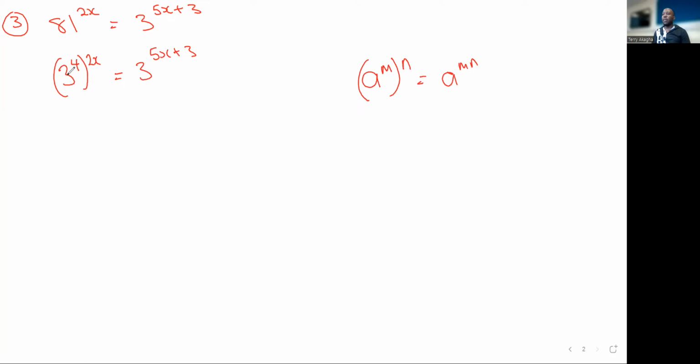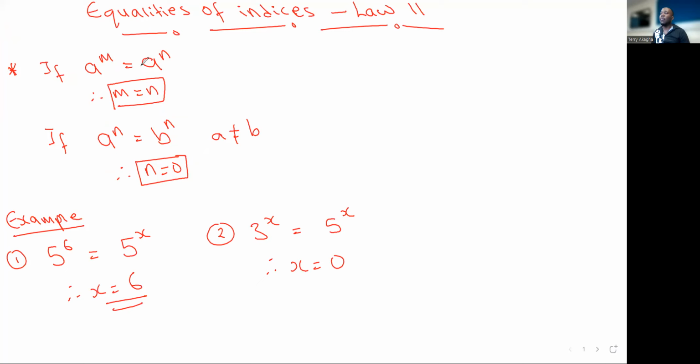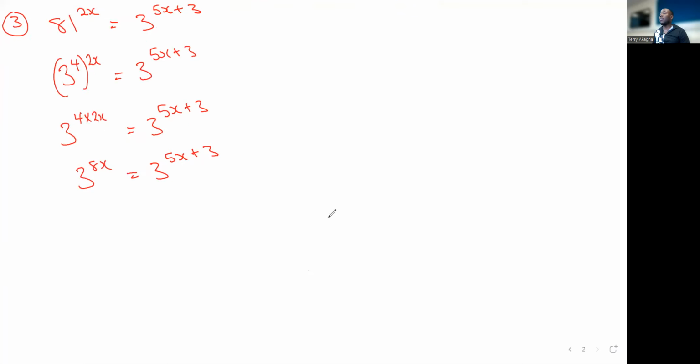So the same thing, 3 raised to the power 4, 2x is going to become 3 raised to the power 4 times 2x, which will be equal to 3 raised to the power 5x plus 3. 4 times 2x will give you 3 raised to the power 8x is equal to 3 raised to the power 5x plus 3. Now you will see we can apply the equalities law here, because I told you if the two bases are the same, then the powers must be the same. So in this case, it's going to become 8x must be equal to 5x plus 3.